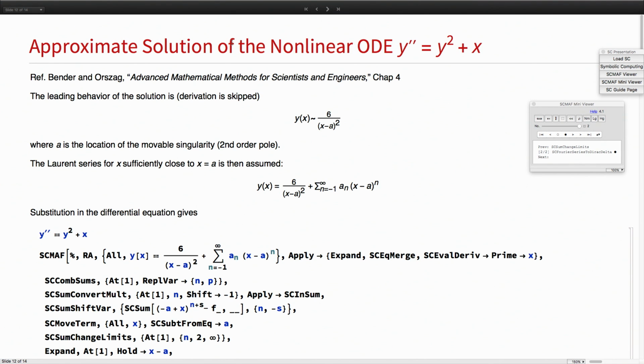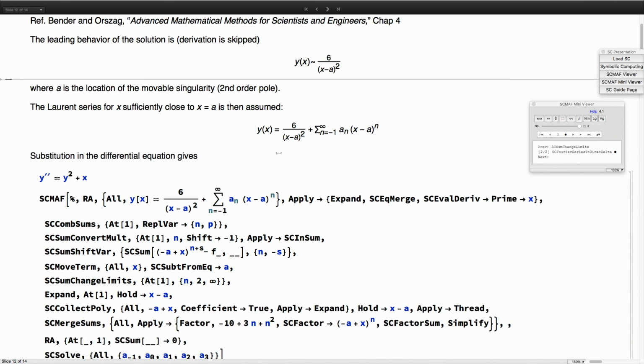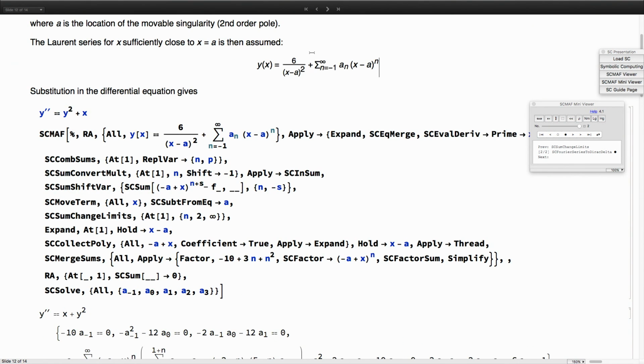Well, approximate solution of the nonlinear ODE. The solution of a nonlinear ODE doesn't have a standard established procedure for solving the equations. So we have to do many trials and errors. And the leading behavior of the solution can be shown to be given by this. I skipped the derivation. And A is the location of the movable second order singularity. And then we assume the Laurent series for x sufficiently close to x equals A. So assume this series form and put it in the differential equation here.